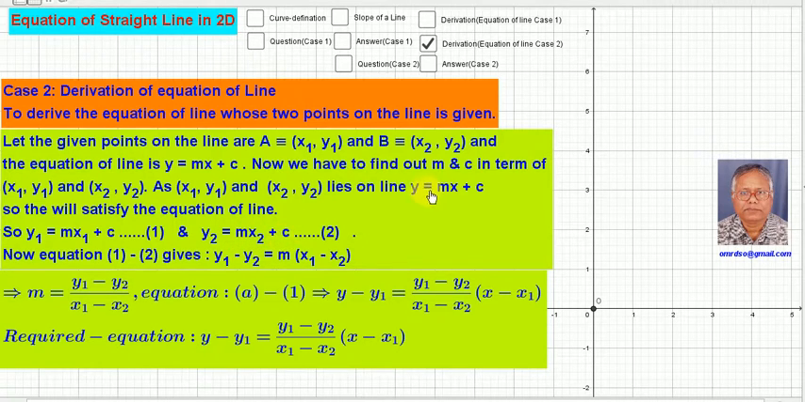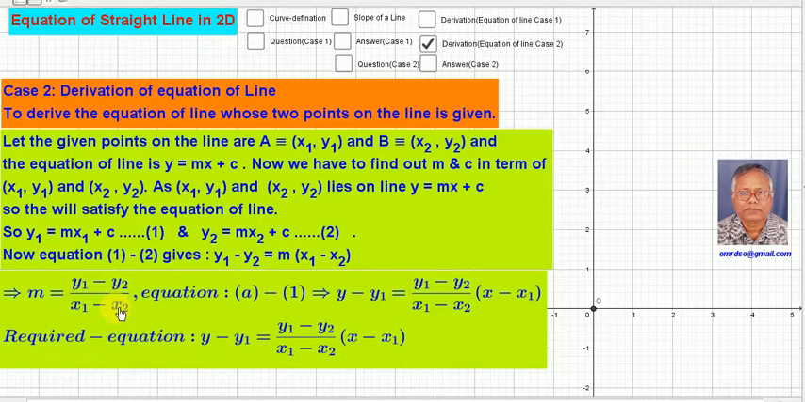Okay, and this equation y is equal to mx plus c, I am calling it equation 1. Now first subtract the second equation from the first equation, then we will get y1 minus y2 is equal to m into x1 minus x2. So you will get m equal to y1 minus y2 upon x1 minus x2. To get the equation you need m, so m we got.